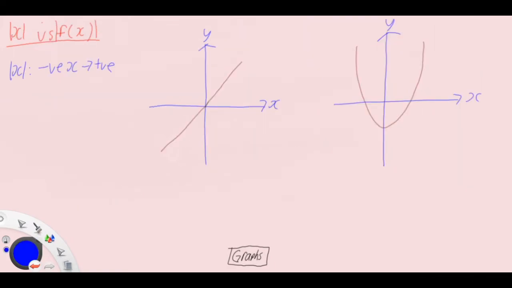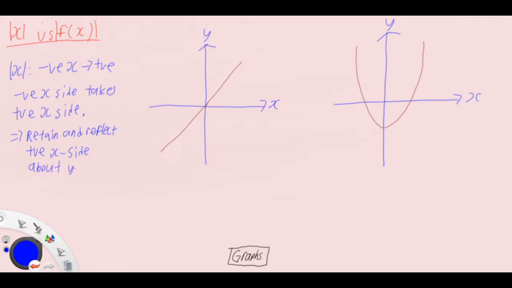Moving on to our modulus graphs, we have mod x. The idea: negative x becomes positive x, therefore the negative x side will take the values of the positive x side. So basically retain whatever is on the positive x side and then reflect about the y-axis. If we look at this linear curve, we just delete whatever we had on the negative side, then repeat and reflect the positive x side.